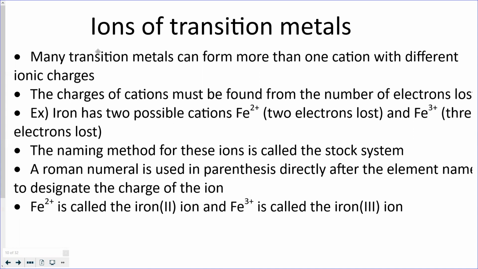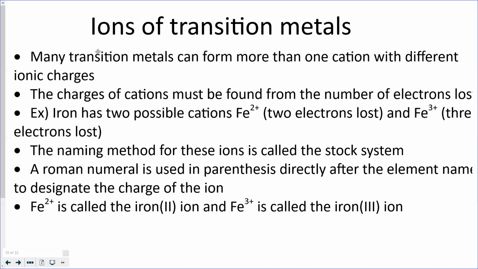So the charges of cations must be found from the number of electrons lost. So, for example, iron has two possible cations. There's the iron +2 charge whenever it loses 2 electrons. And then there's the iron +3 charge whenever it loses 3 electrons. And these can lose electrons from the S block and the D block, which is why they can have different charges overall. The naming system that we use for these is the stock system.